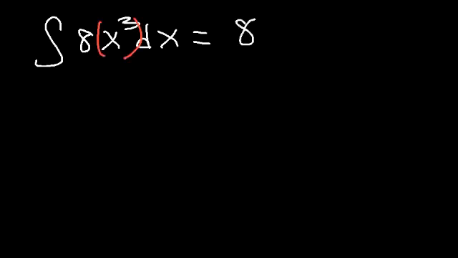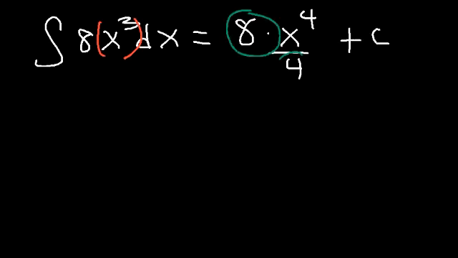Try this one. What is the antiderivative of 8x cubed? So focus on x to the third power. The 8 is just going to come along for the ride. The antiderivative of x to the third is x to the fourth divided by 4. And now we can simplify it. 8 divided by 4 is 2. So the final answer is 2x to the fourth plus c.